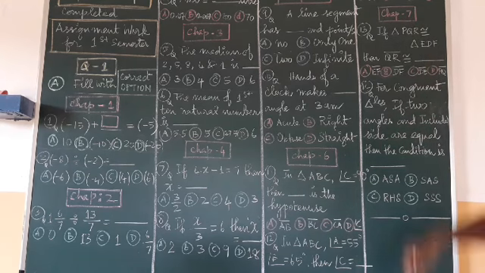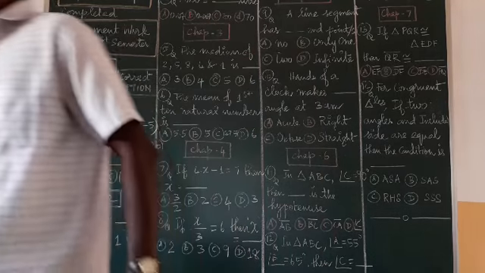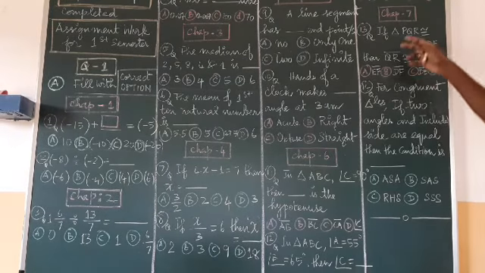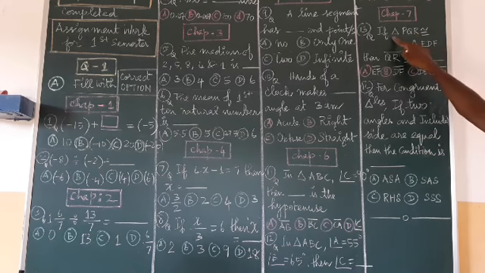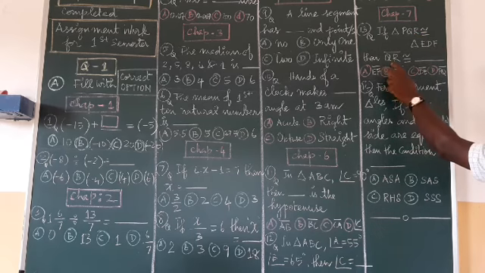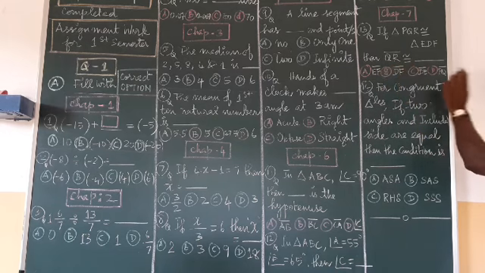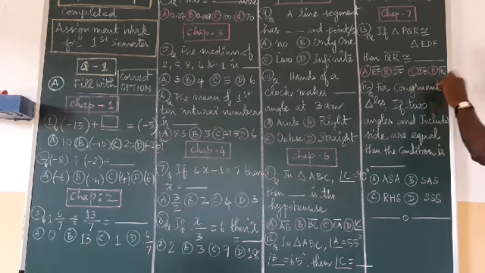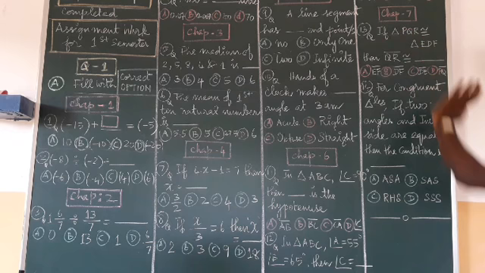Chapter number 7, the last chapter we completed 1 or 2 days before: congruence of triangles. Based on that I have given two questions. Choose the correct answer. If triangle PQR is congruent to triangle EDF, then side QR is congruent to dash. What are the options given? A, EF; B, DF; C, DE; D, PQ. Which option is correct? You have to fill it in and write the statement.